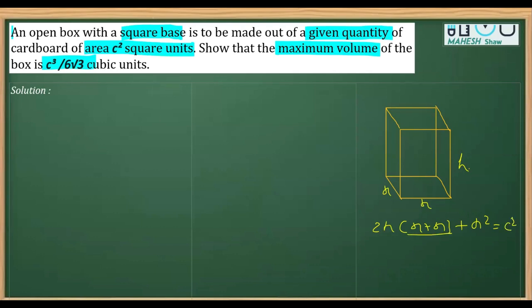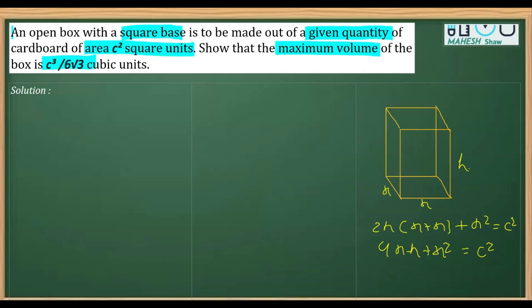So we can simplify. This is 2x into 2h, that is 2xh, 2 into 2 is 4, right? It's going to be 4xh plus x square is equal to c square. And you should remember that c is a constant over here.